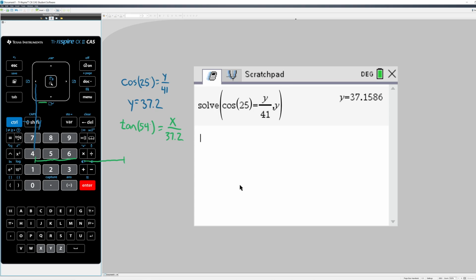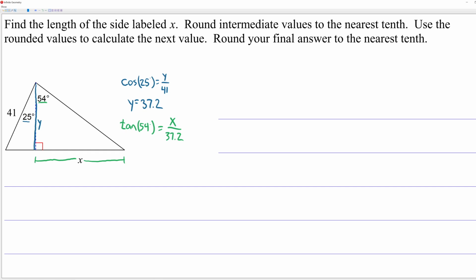So solve this. Tangent of 54 is x over 37.2. We want to solve that for x. Press Control Enter, and you're done. And we get that x is 51.2. And that'd be the answer to this question because that's all it asks us for. x is 51.2. And this is going to be our basic strategy on the next 2 examples as well.